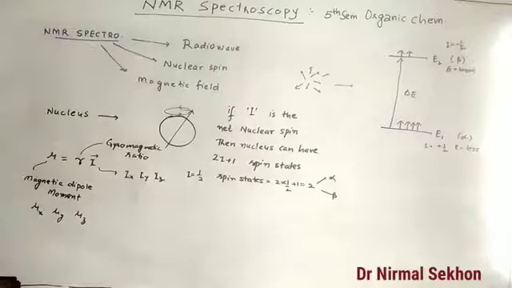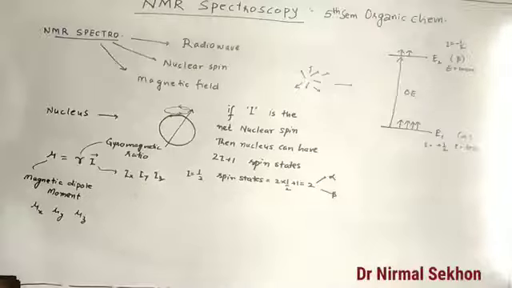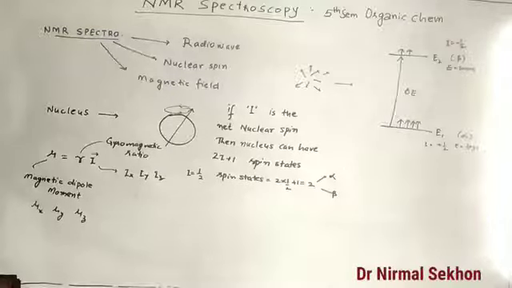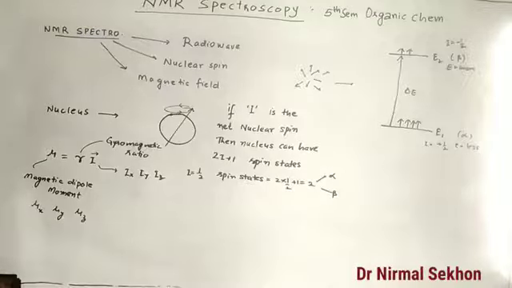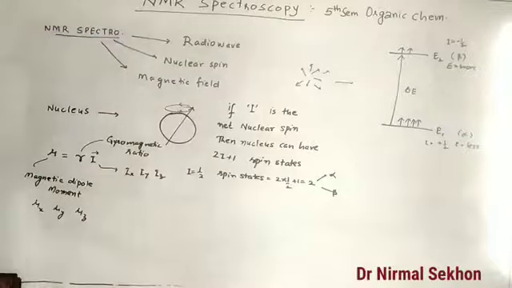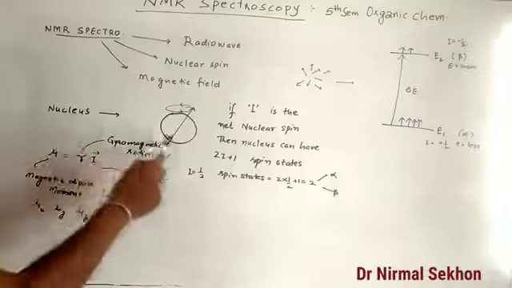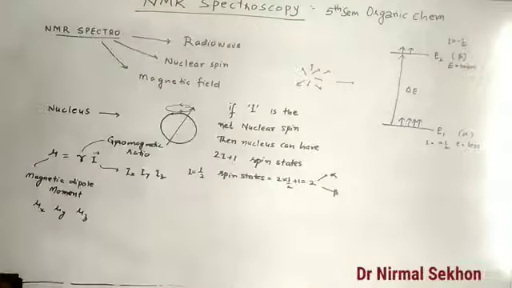So in this interaction we use radio wave radiation, and then we studied nuclear spin: how the nucleons spin and generate their own magnetic field, and how that magnetic field interacts with the external magnetic field. In this lecture we will further clarify more things related to this magnetic field. So now this is a nucleus. This is your proton, a charged particle.